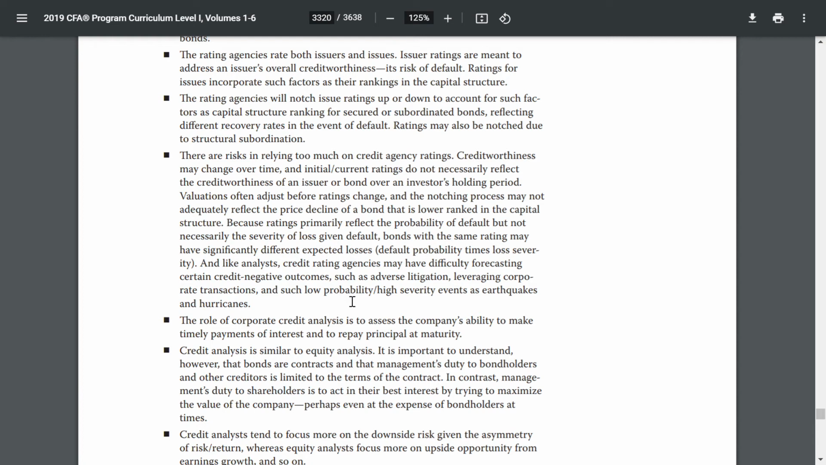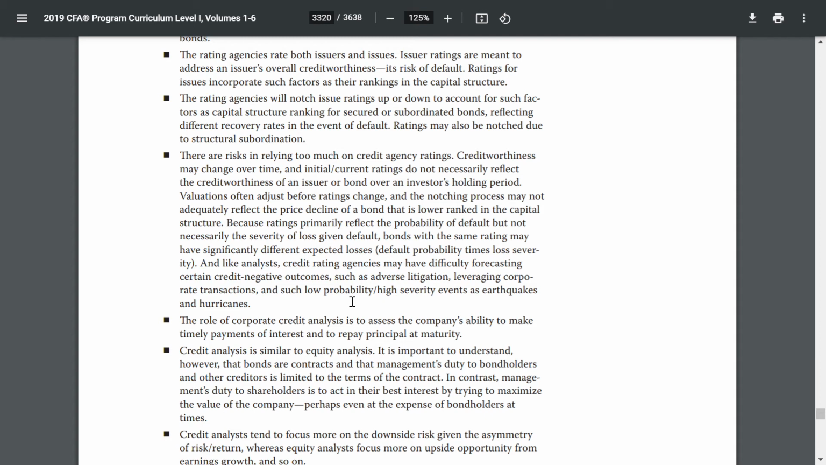There are risks in relying too much on credit rating agencies. Credit worthiness may change over time. The initial or current rating does not necessarily reflect the creditworthiness of an issuer or bond over the investor's holding period. Valuations often adjust before rating changes, and the notching process may not adequately reflect the price decline of a bond that is lower ranked in the capital structure, because rating primarily reflects the probability of default but not necessarily the severity of loss given default. Given default, bonds with the same rating may have significantly different expected losses.